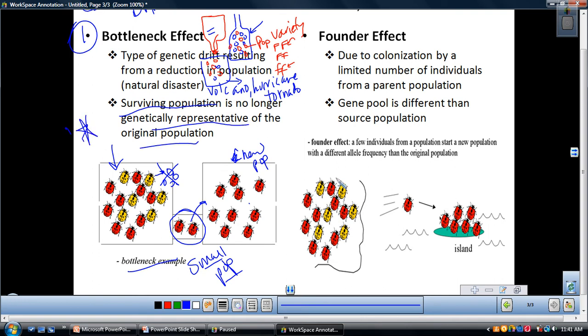Okay, that's bottleneck. The second example, and we're talking about genetic drift, so don't lose sight of what we're talking about here, is the founder effect. This is due to colonization by a limited number of individuals from a parent population. So think of the word founders. This would be an example of, let's say, the Amish. You guys probably watch the show Breaking Amish, right?